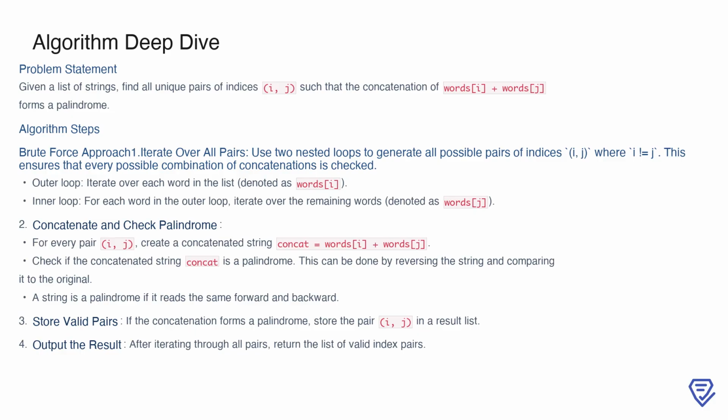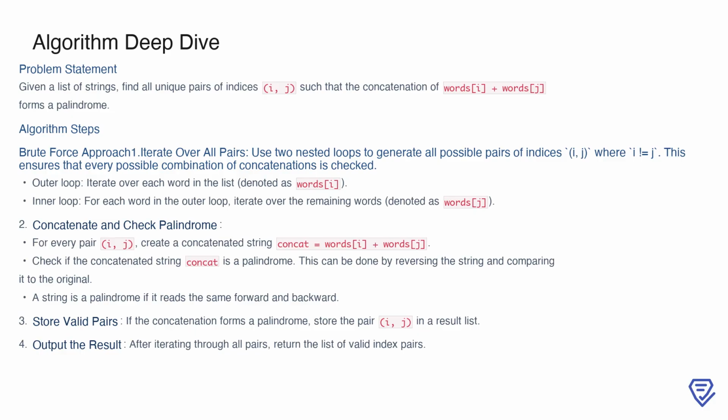To solve the problem of finding all unique pairs of indices where the concatenation of two words forms a palindrome, we can start with a straightforward brute force approach. First, we generate all possible pairs of indices using two nested loops. The outer loop iterates over each word in the list, while the inner loop iterates over the remaining words. This ensures that every combination of words[i] plus words[j] is evaluated.